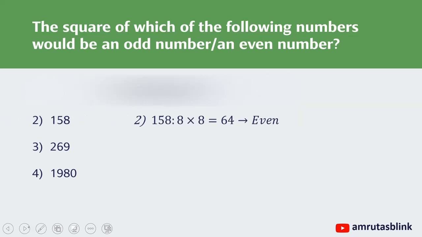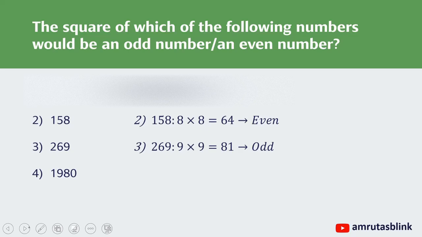Then 158. So the unit digit in the square would be 8 into 8 is 64, that is 4. So the second is also an even number. Now question number 3, 269. 9 into 9 is 81. So the square of 269 will have 1 at its units place. So the square will be an odd number.